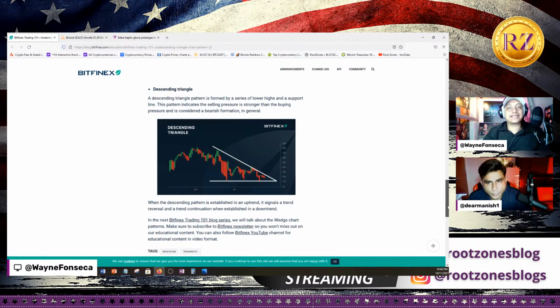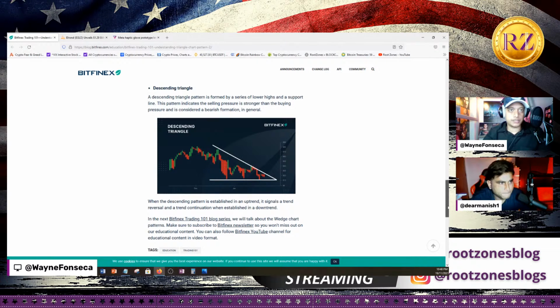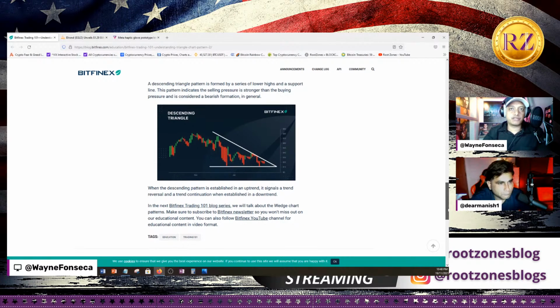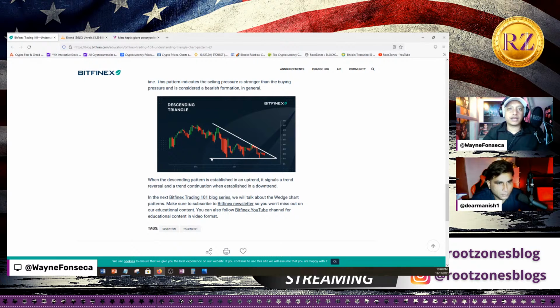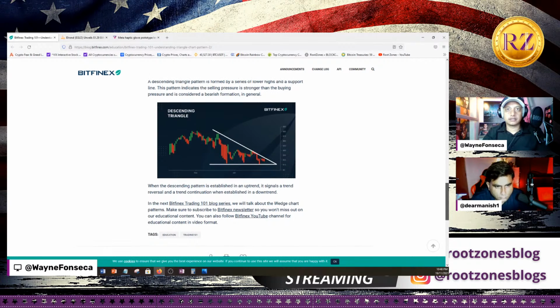Now, a descending triangle is formed by a series of lower highs and a support line. Now, the pattern indicates selling pressure is stronger than buying pressure, and is considered a bearish formation in general. So we always find the support, this is the resistance, but you can see that the trend is going down. So definitely the sellers are stronger than the bulls.